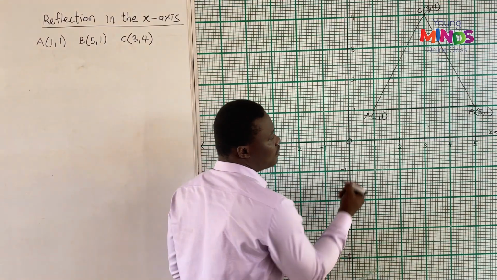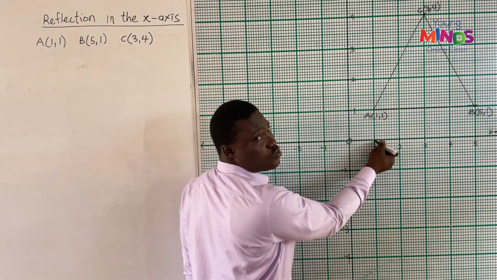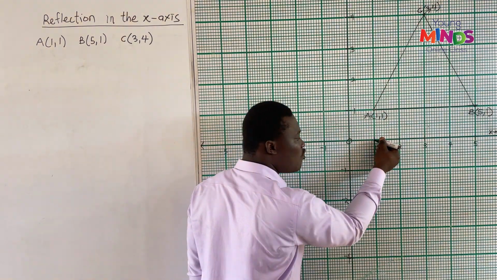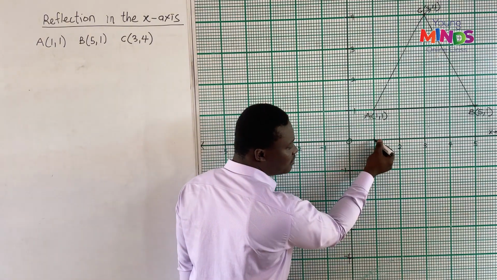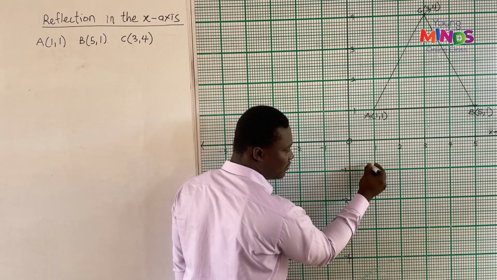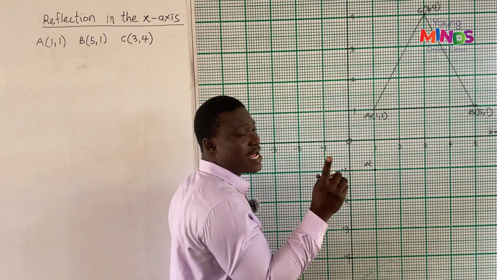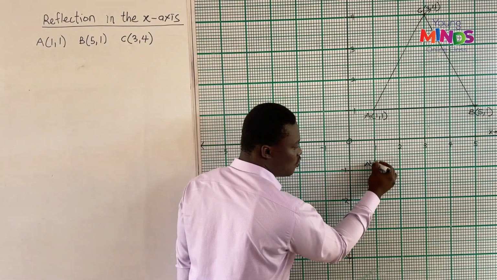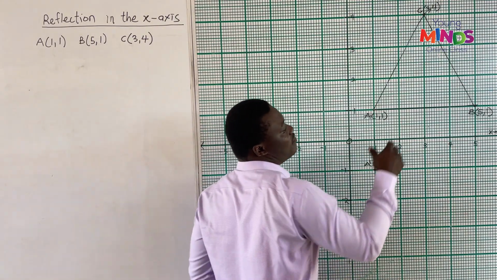So now let's plot. Point A, we move 1 step, 2 centimeters to 1 unit. So we move 1 step once to the mirror line. Then that means we move once to its image. Therefore, the image point of A will be A1 (1, -1). Always remember that we plot using the x-axis first and then the y-axis. So (1, -1).